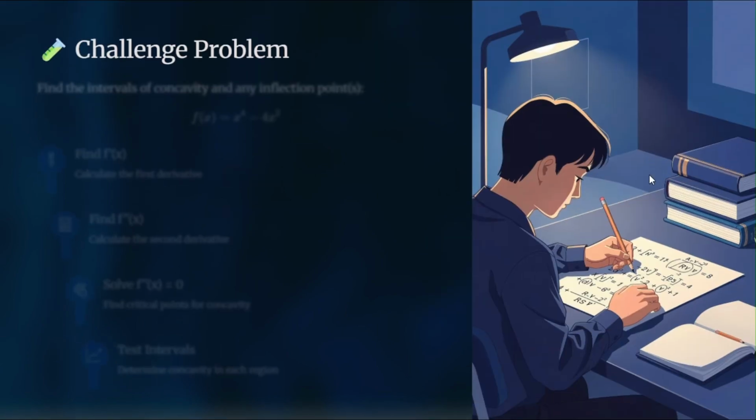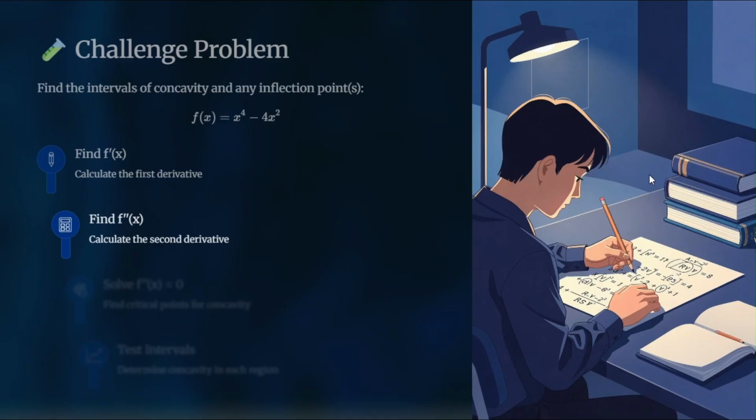Here's your challenge for today. Find the intervals of concavity and any inflection points for the function f of x equals x to the power 4 minus 4x squared. First, find the first derivative, find the second derivative, find critical points for concavity, and test each interval.